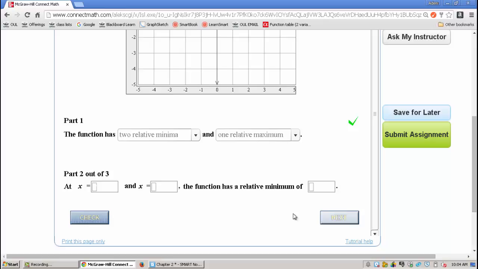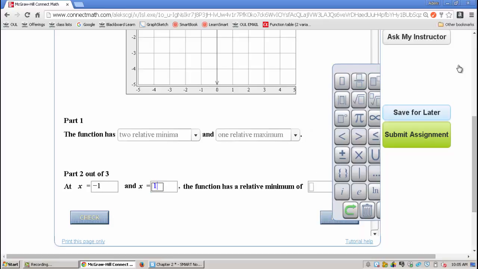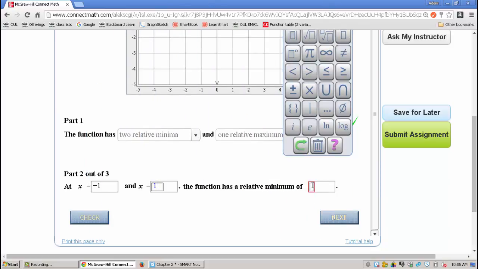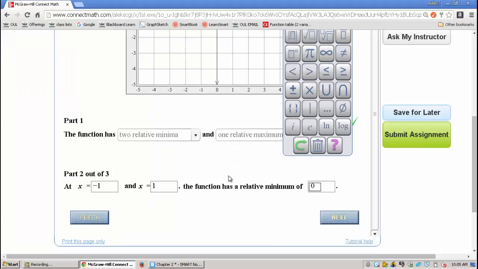And it's going to ask where those are happening. At negative 1 and at positive 1, we have relative minimum, right? And that minimum value is 0. This is asking for y value. So at negative 1 and positive 1, those 2 points both go to the height of 0. Elevation is 0. Minimum value is 0. They make 0 value. So this is what you enter.